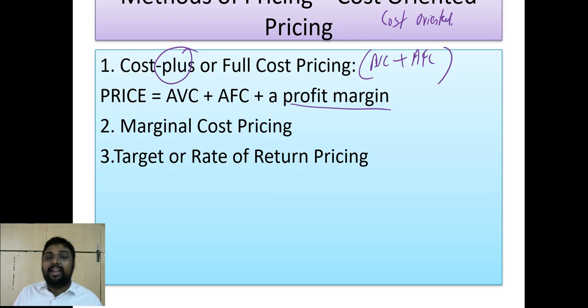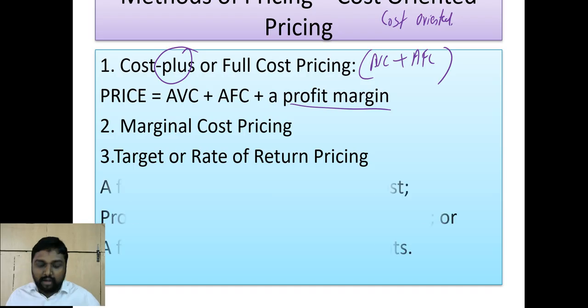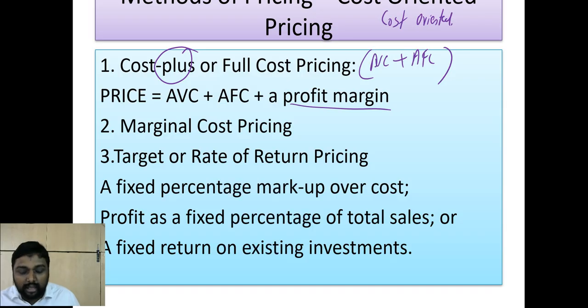Then target rate of return pricing. Here you want a target rate of profit. This target rate of profit can be a return on investment, a return on cost, or a return on sales. So this can be any of them.